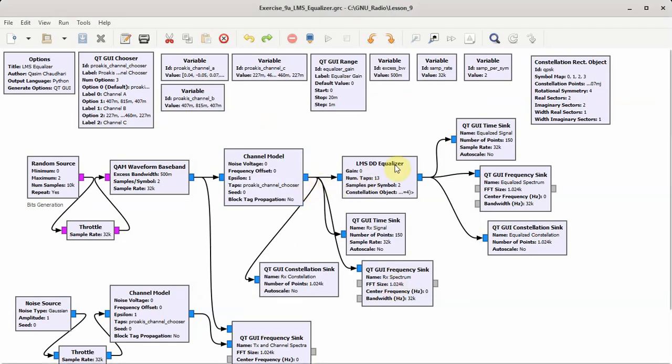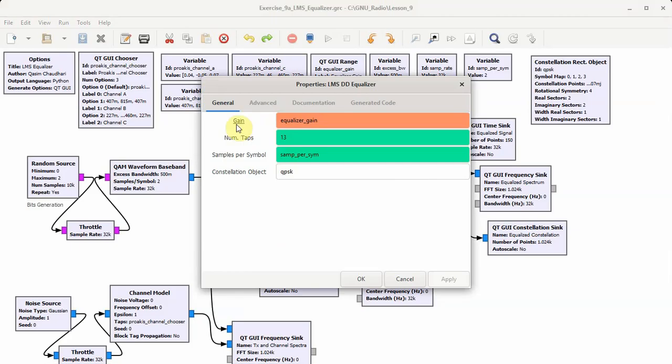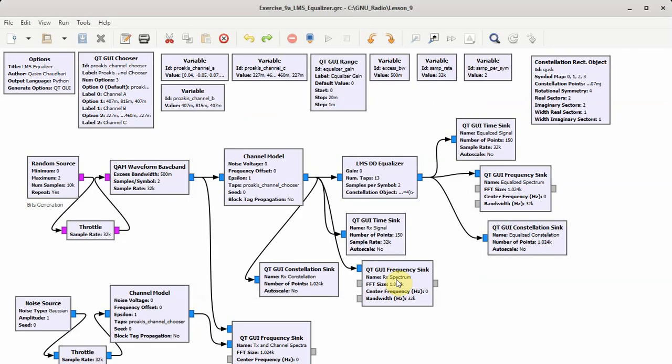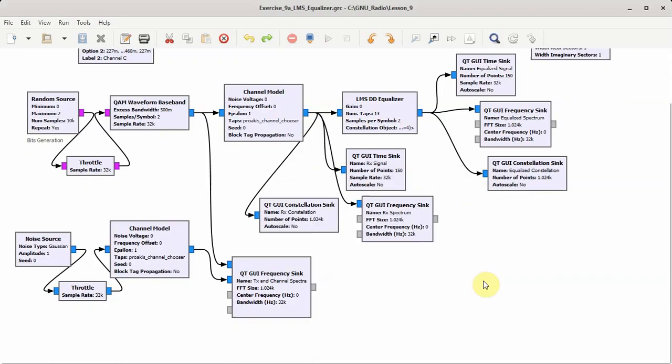This input is given to the LMS decision directed equalizer after observing the oscilloscope, the spectrum analyzer, and the scatter plot of the input signal so that it can be compared to the respective outputs. Equalizer gain, the number of taps I've chosen is 13, and the samples per symbol is 2. This is input samples per symbol. The output samples per symbol of the equalizer is on the constellation object. So the output would be 1 sample per symbol.